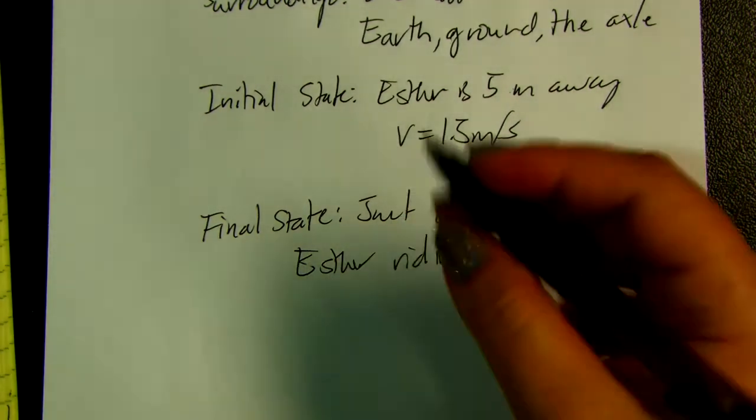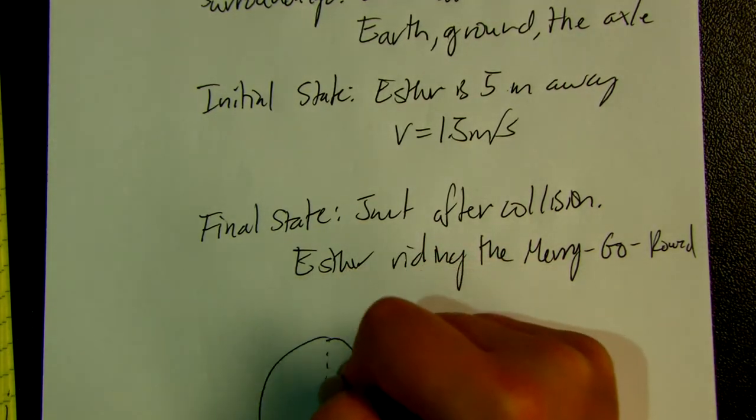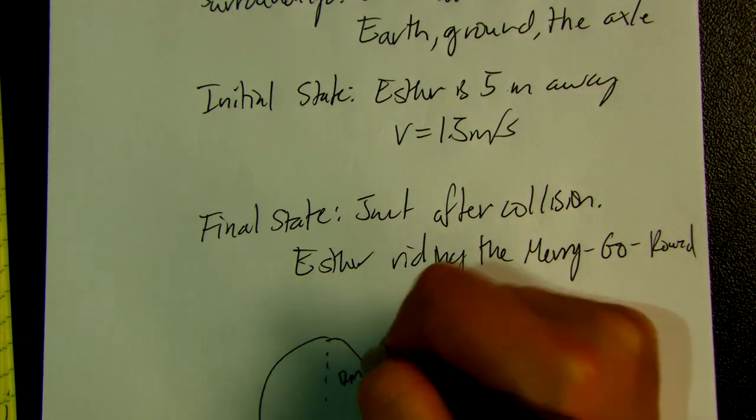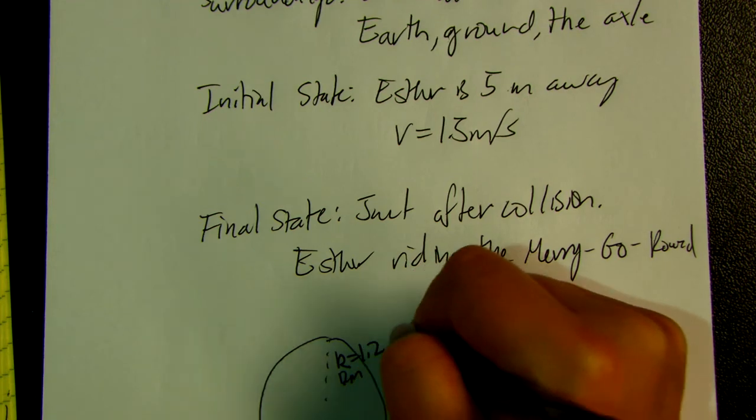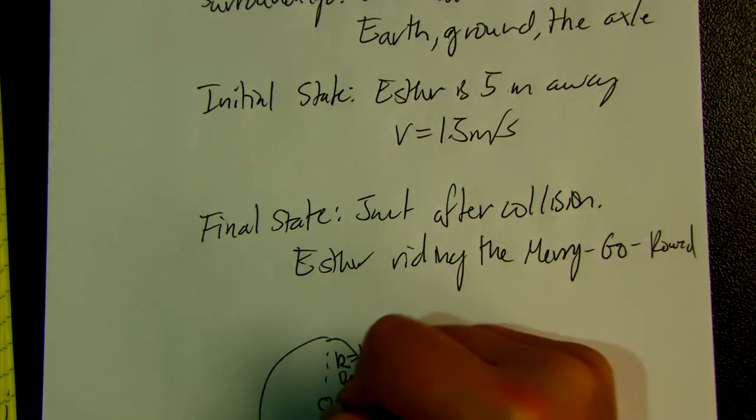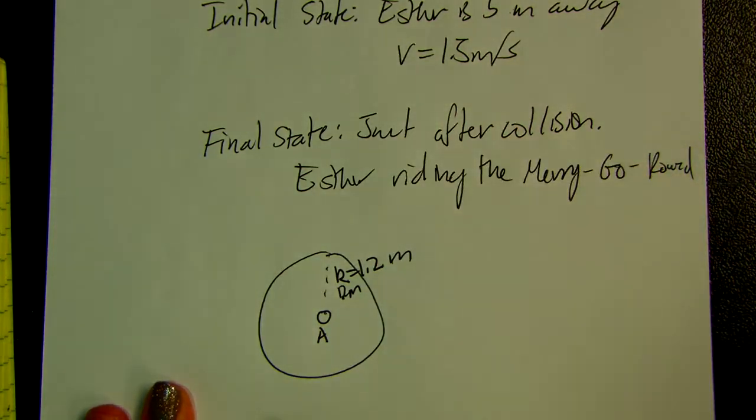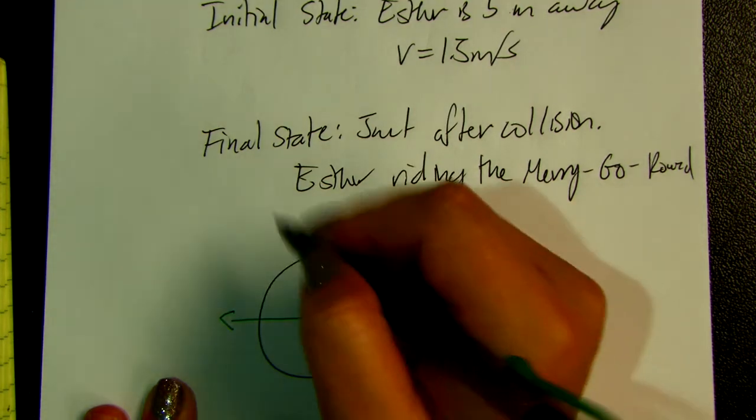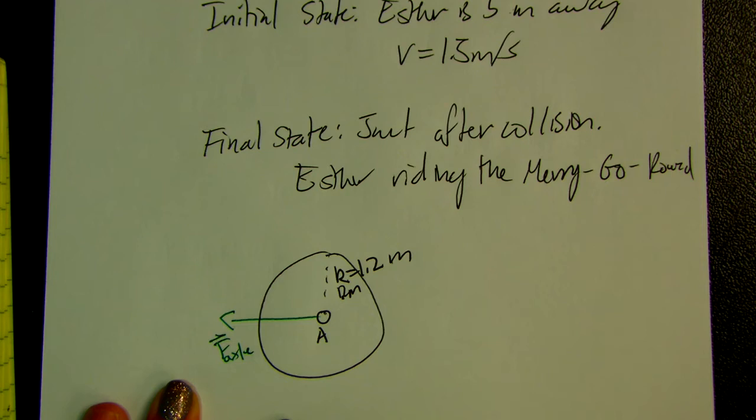All right, so let's draw some more diagrams. So we said this was 1.2 meters. We have the axle, which is going to be our point that we're going to be looking at in terms of angular momentum. The axle has a force on the system.